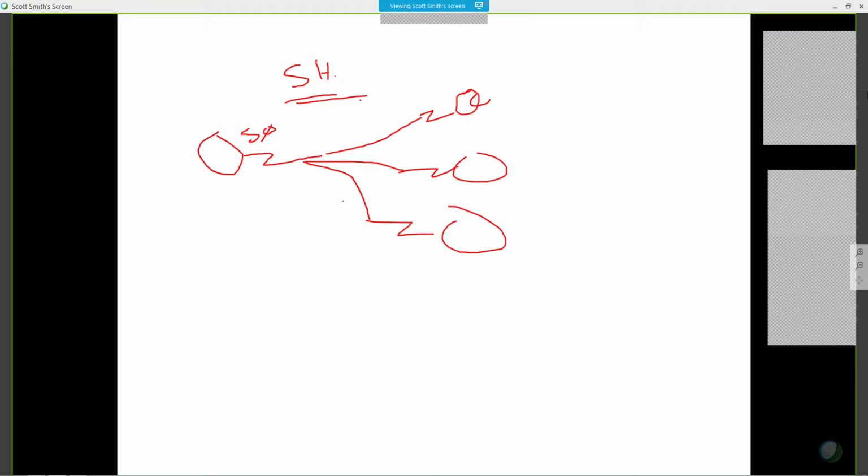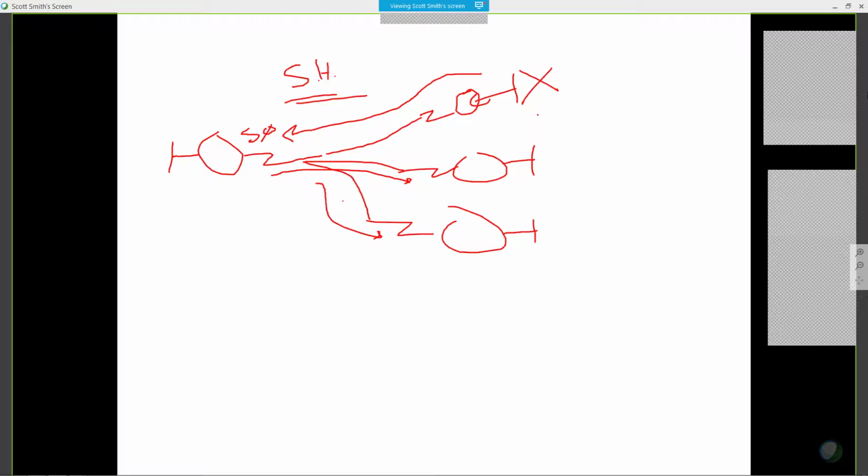Split horizon. What is the concept of split horizon? I cannot advertise a network out the same interface that I learn about it on. So if I've got network X over here, this guy's advertising network X. I'm not going to re-advertise network X to those routers. You follow what I'm saying? My diagram is really crappy, but you get the general idea, right?